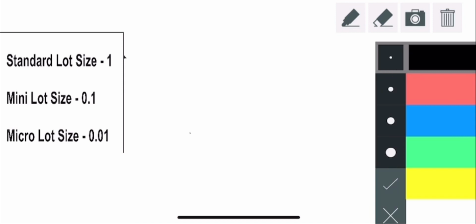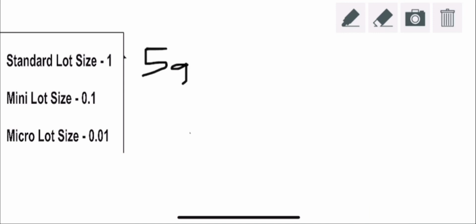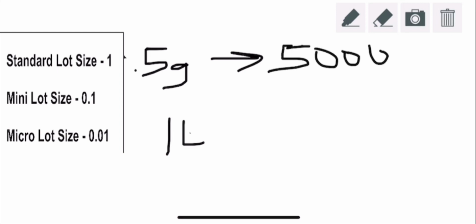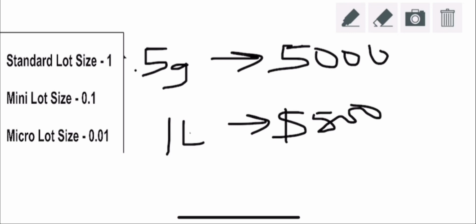So let's say now, as in the supermarket, we say 5 gram of the flour, and here we say one lot size of a currency pair. So if 1 gram of this is 1,000 naira, it means that 5 gram will be how much? Will be 5,000 naira, right? And then one lot size, if you trade one lot size, we need an account of $500. This is an instance.